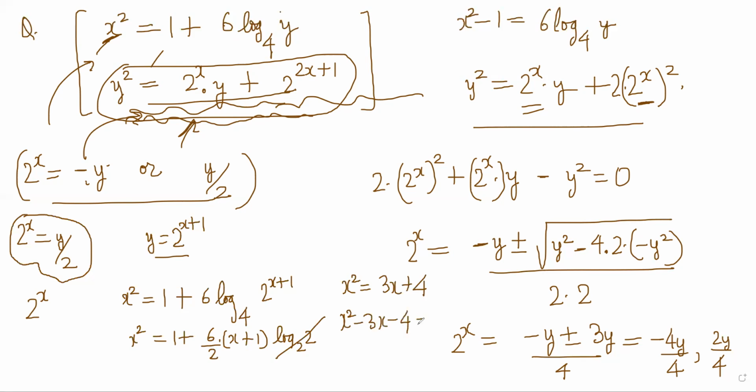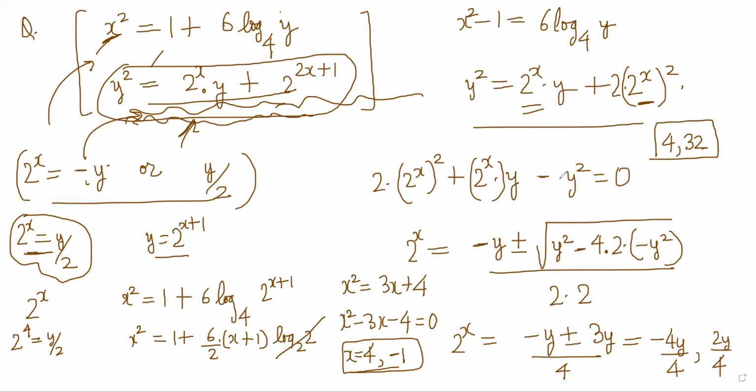Now you can solve it easily. x square minus 3x minus 4 is 0. So x can be 4 or x can be minus 1, if 2 power x was y by 2. First solve for y. So 2 power 4 is y by 2, you'll get 32. So x is 4, y is 32. And if x is minus 1, this is 1 by 2, so y is 1. These are the two answers that are coming.